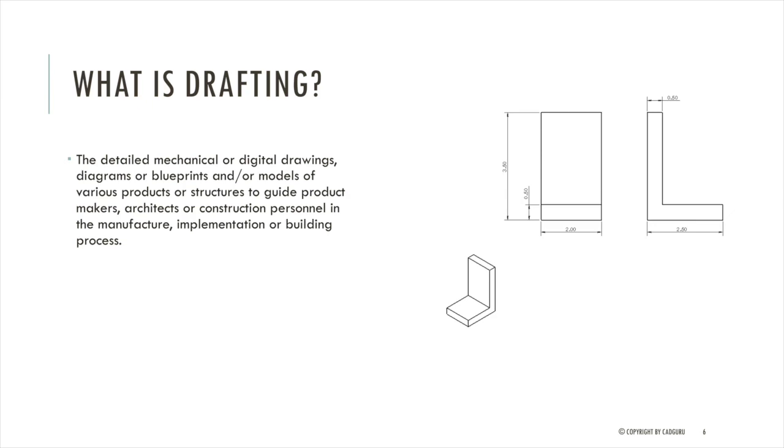What is drafting? Drafting is a detailed 2D engineering drawing, diagram, blueprints of the models or structure to guide product makers, architects, or construction personnel in the manufacturing, implementation, or building process. Some engineering drawings not only include product view but also include notes like raw material, coating note, and so forth. Now that we know what drafting is, let's move on to next slide.